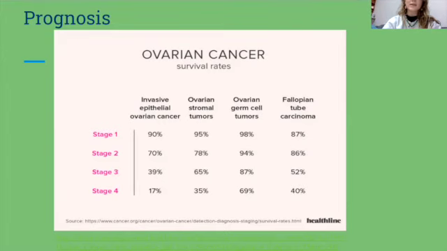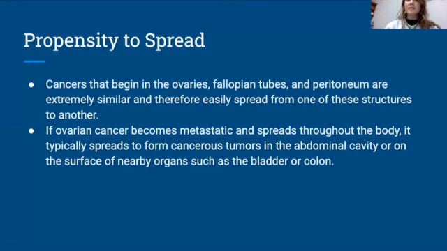However, focusing on stage 1 to 4 for invasive epithelial ovarian cancer, it goes from a 90% survival rate at stage 1 to a 17% survival rate at stage 4, so decreasing as the stage increases. As for the propensity to spread, you have cancers that begin in the ovaries, fallopian tubes, and peritoneum, and these are all very similar. So it's easily spread from one structure to another because of that similarity.